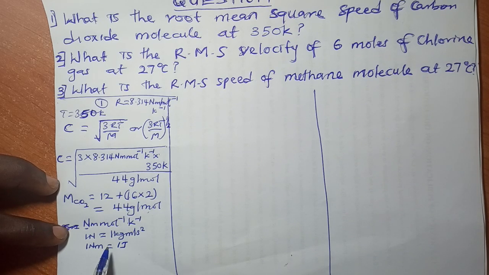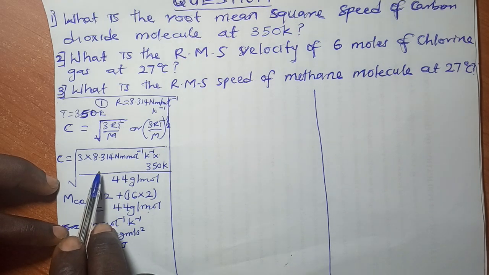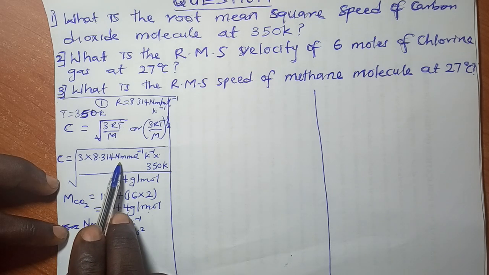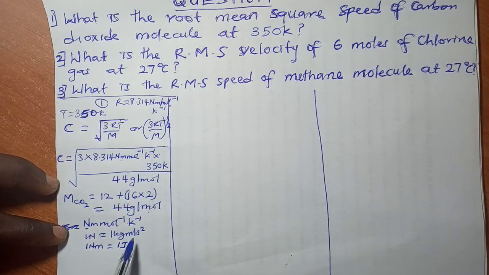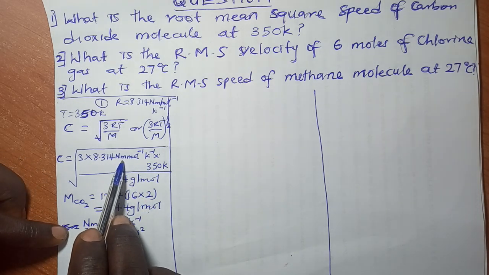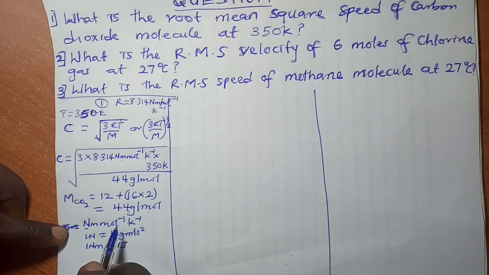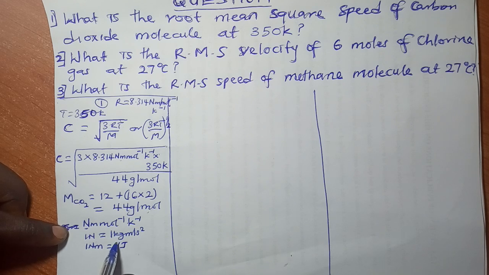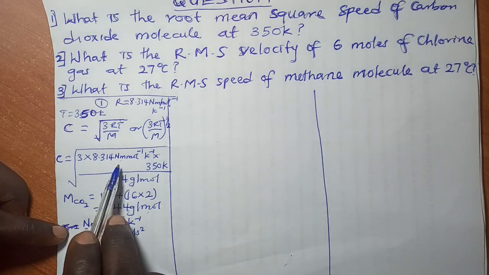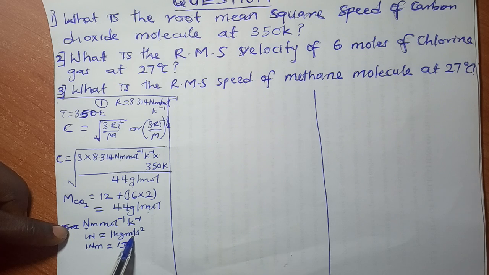So you can also say that R is equal to 8.314, and this Newton meter will turn to joule per mole per Kelvin. In the case where you have a Newton, which is kilogram meter per second square, the molecular weight is giving you gram per mole.